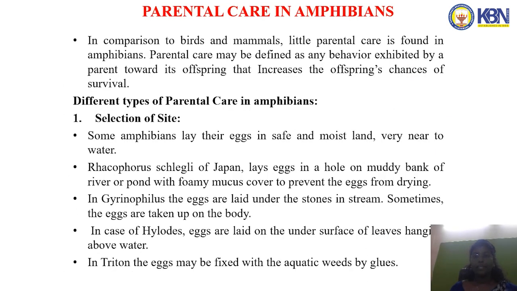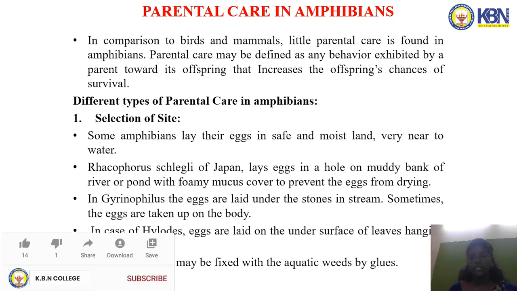Next, parental care in amphibians, the most important question in the third unit. In comparison to birds and mammals, little parental care is found in amphibians. Parental care may be defined as any behavior exhibited by the parent towards its offspring that increases the offspring's chances of survival.